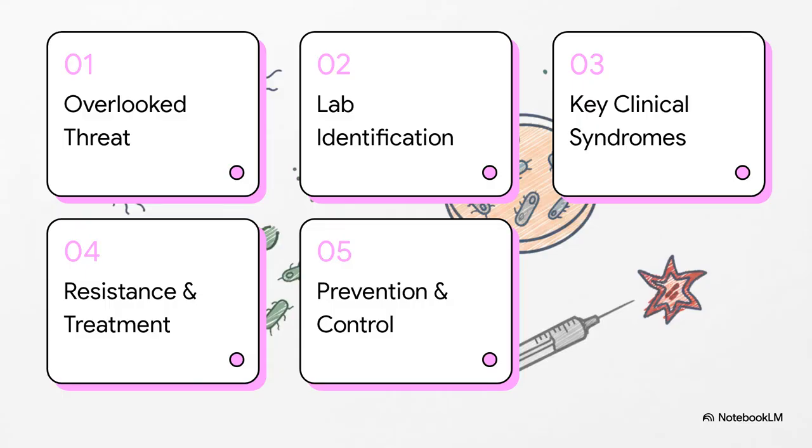So here's the game plan. We'll start with why it's a growing threat. Then we'll jump to the bench to see how to spot it in the lab. After that, we'll cover the diseases it causes, the absolutely crucial details on resistance and treatment, and finally wrap up with how to stop it from spreading in our hospitals.